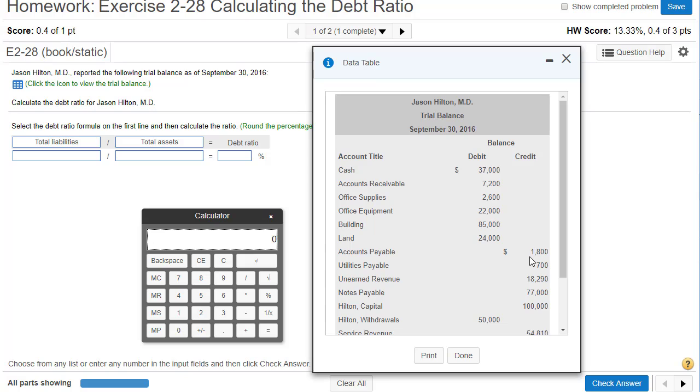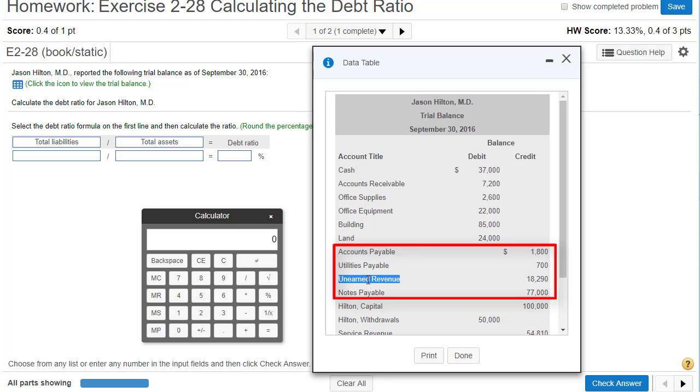So our total liability starts with accounts payable and includes utilities payable and then unearned revenue. Students often forget that unearned revenue is a liability. So refresh your memory, unearned revenue occurs when the company is paid ahead of time by clients for something that the company has not yet provided, either a service or a product. So because the company has not provided that service or a product, they owe that service or product to the customers. And when you owe something, that is a liability. And then we have notes payable, which is also a liability.